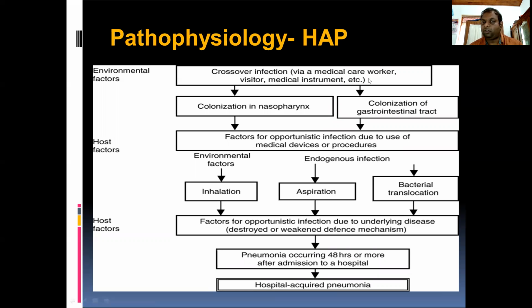Same thing, but the mode of transmission, route of entry and source of infection are different. It leads to colonization of the nasopharynx and colonization of the GI tract. So there are factors for opportunistic infection due to use of medical devices or procedures. Then it leads to environmental factors like inhalation, and endogenous factors like aspiration. That's how they develop pneumonia as well as ventilator-associated pneumonia. Then bacterial translocation. So that's how it goes.